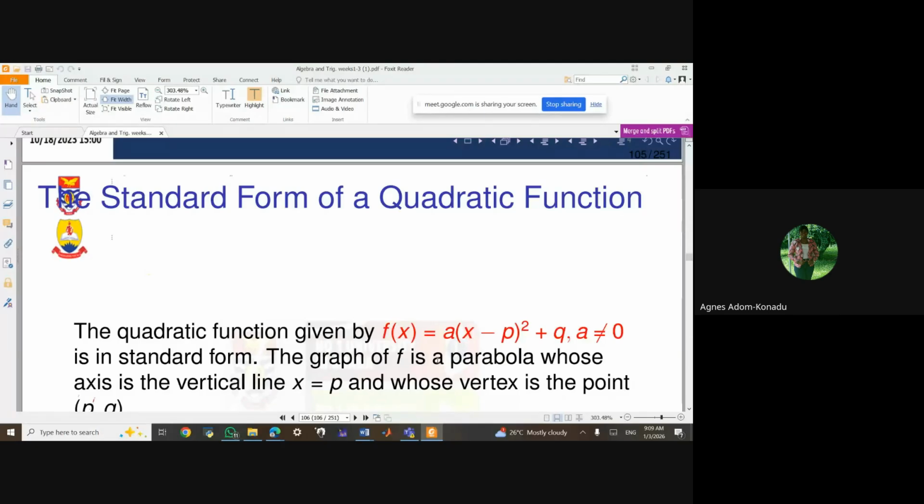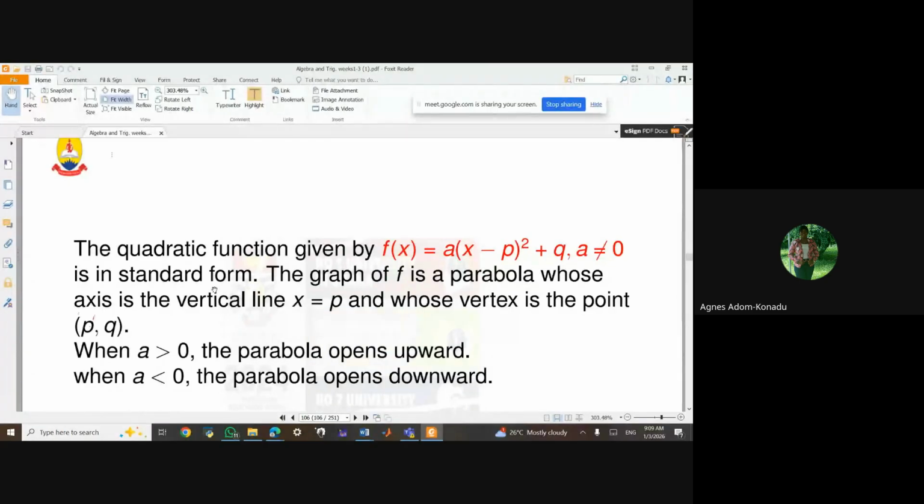We want to look at the standard form of a quadratic function. In the standard form, we write the quadratic function as a into bracket x minus p squared plus q, where a is not equal to 0. So anytime you see it like this, we call it the standard form. The graph of f is a parabola whose axis is the vertical line x equal to p and whose vertex is the point p, q. So when you have it like this, the vertex is given as p comma q.